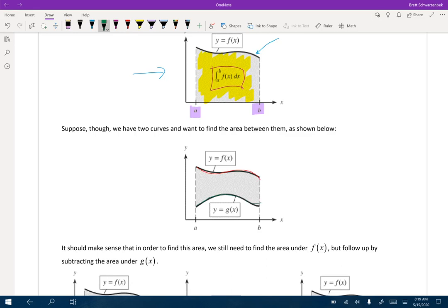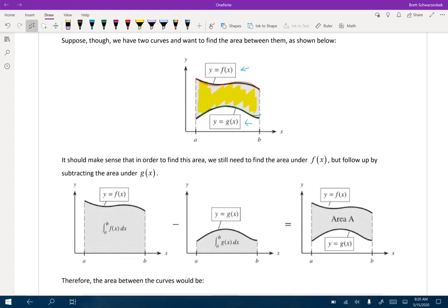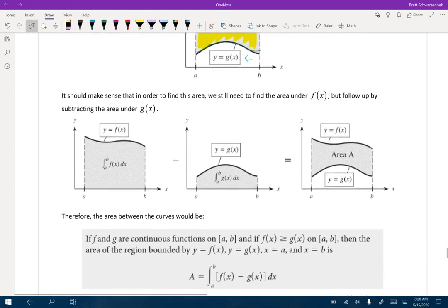So let's say we were looking at this. We have a function f of x, we have a function g of x. We're looking for this area, which is not to the x-axis, but rather between the two functions. This creates another scenario that's not too complicated, but it's very logical. So why don't we just follow what that looks like?